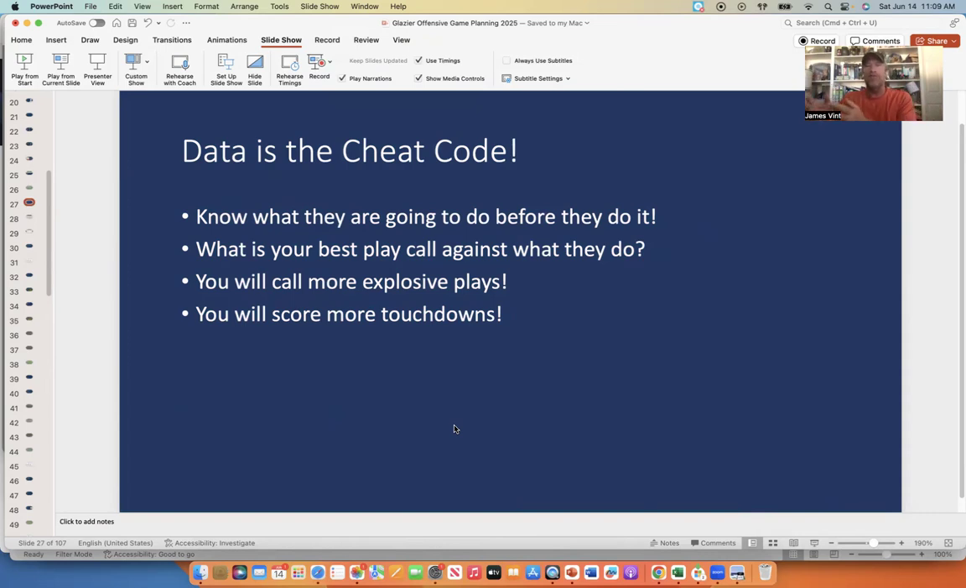If you don't have data and you call off feel, that's one way to do it. But I'd rather call plays based on what the defense is going to do before they do it. What's your best play call against what it is that they do? You're going to call more explosive plays. You're going to call more touchdowns.